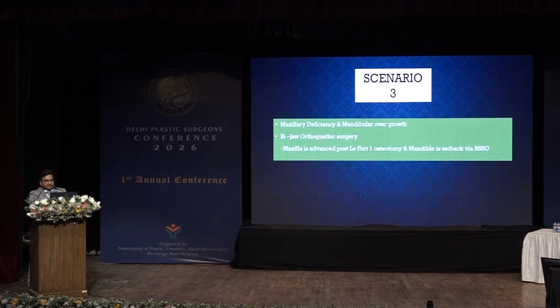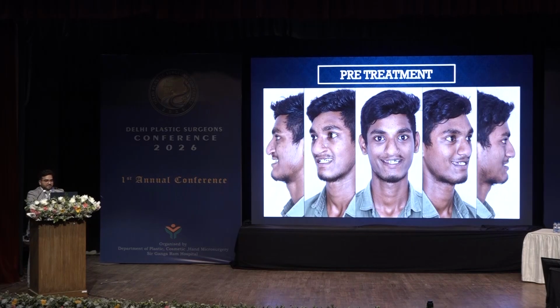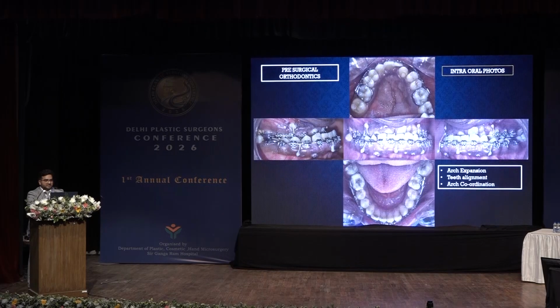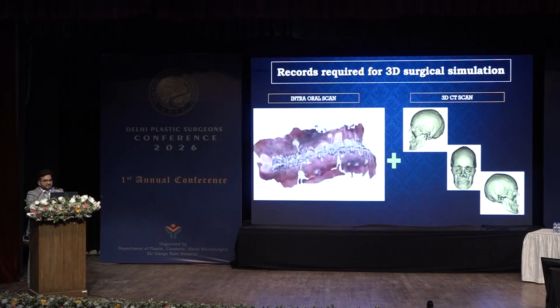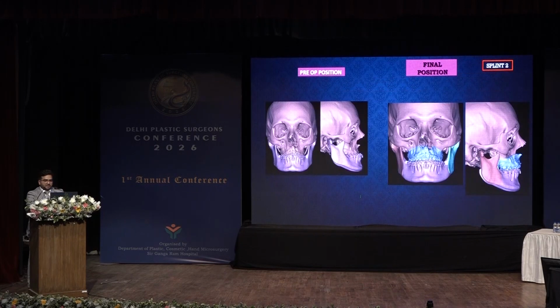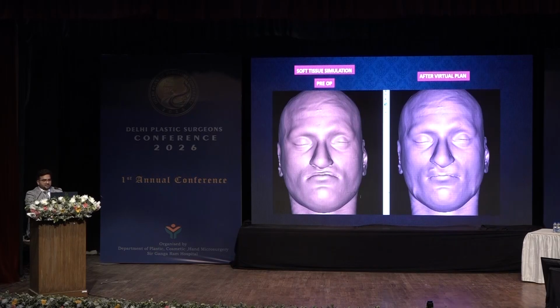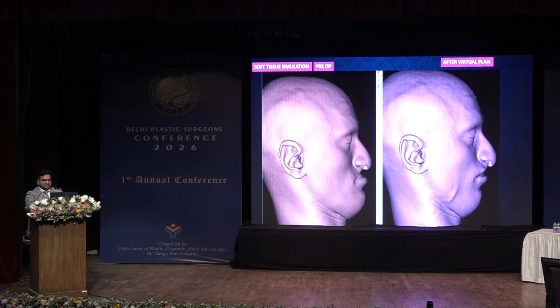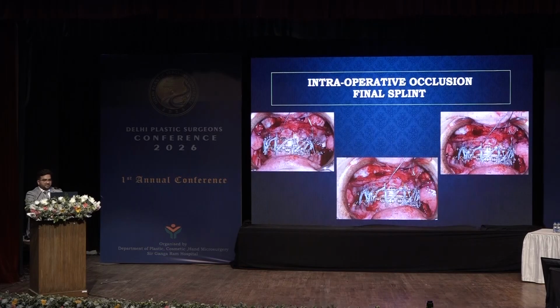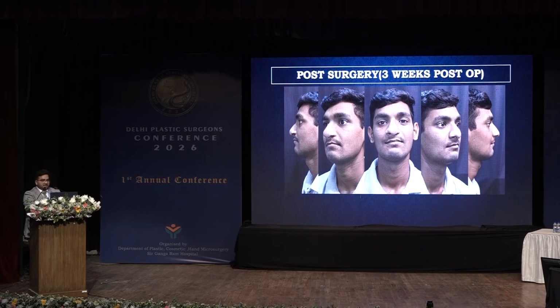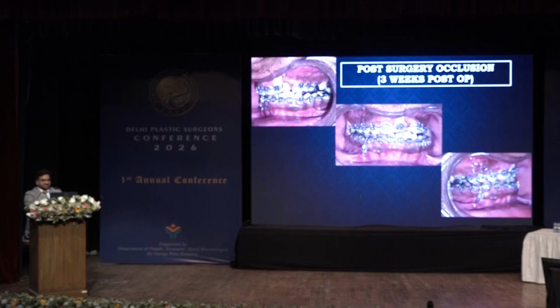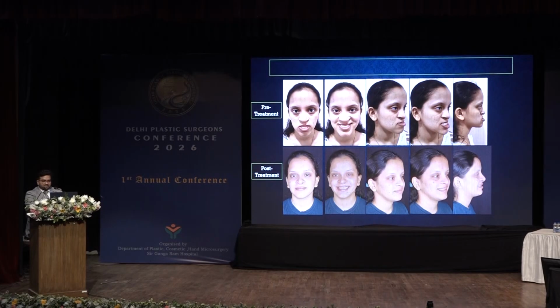Alright, so the last scenario is bijaw surgery, where good amount of pre-surgical orthodontics is required. We do the surgical planning in the same fashion. Splint 1 is intermediate position with maxillary advancement. Splint 2 is mandibular setback. Everything is decided pre-surgically, the kind of results that we are required to get, and these are the results that we generate. Time up.